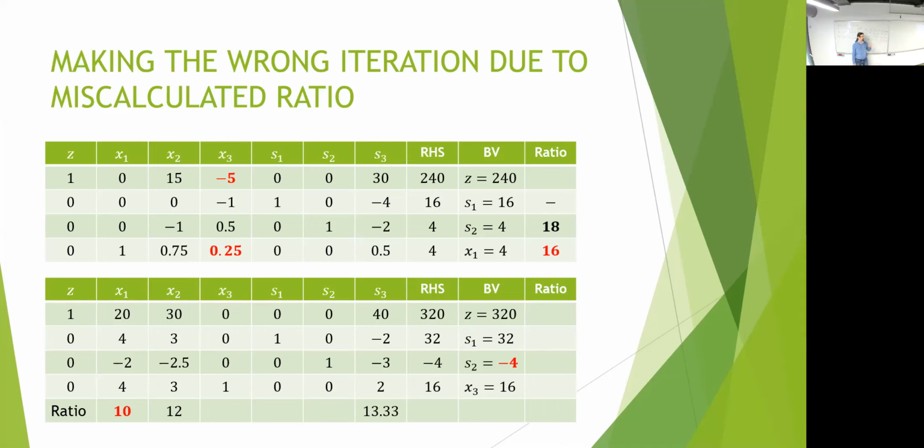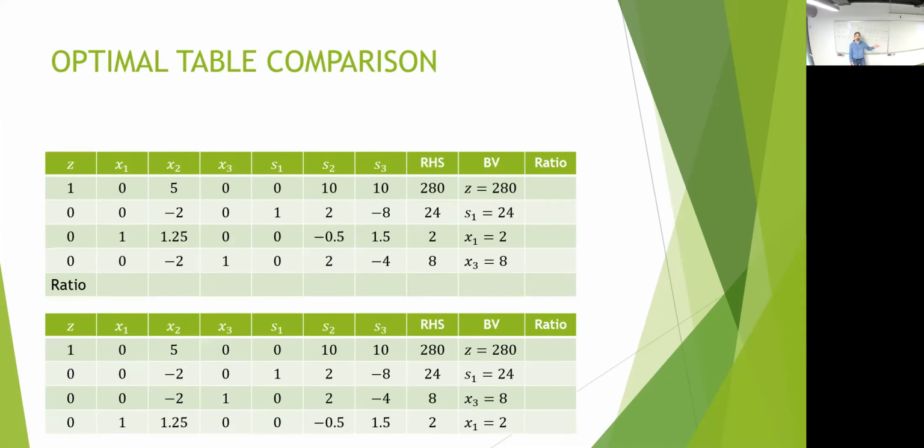So, my pivot point is going to be -2. If I take that pivot, I will get the top side table. And in this table, as you can see, I have reached the optimal solution. Okay, we have a z value of 280. It had to be 280, it should be the same. And the values are the same. X1 is 2, X2 is 0, and X3 is 8. So the solution is the same.